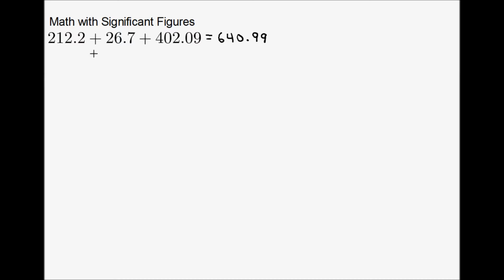That's mathematically correct, but in science these values are actually measurements, and so there are significant figures involved in them. We know this first number to the tenths place, the second number to the tenths place, and the third number to the hundredths place. Because this is addition, and you also use this rule for subtraction, you round your answer to the common decimal place between the tenths and the hundredths. So the common decimal point is the tenths.